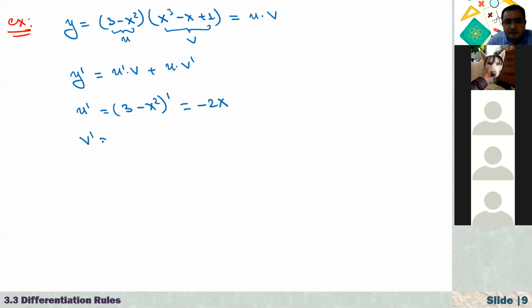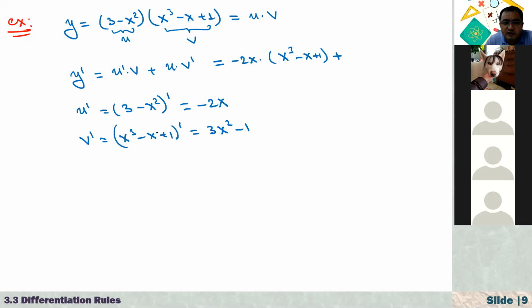And how about v prime? v prime is (x cubed minus x plus 1) prime, that's equal to 3x squared minus 1. So now if I substitute, y prime equals u prime, minus 2x, times v, which is x cubed minus x plus 1, plus v prime, which is 3x squared minus 1, times u. What is u? 3 minus x squared.